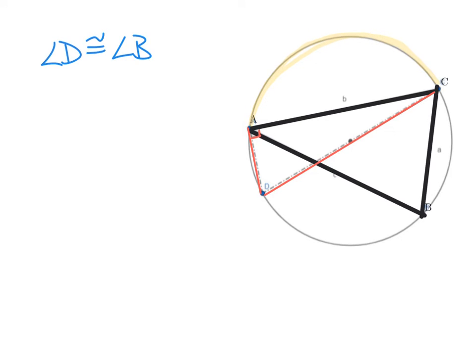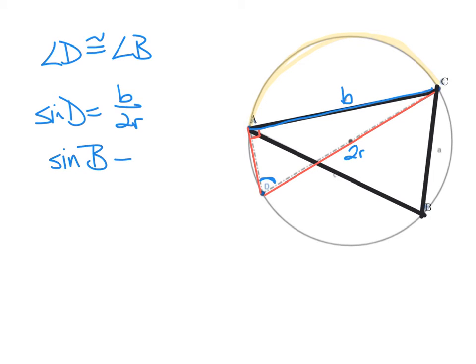And when we go back to our diagram, remember that DC is the diameter, so now that length is twice the radius, and this side would be side b. Using the right triangle, the sine of D is going to be the opposite over the hypotenuse, so b over 2r. Now, because angle D and angle B are congruent, then we can also say that the sine of B is equal to b over 2r.